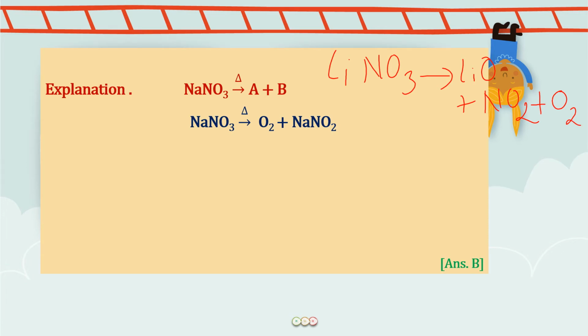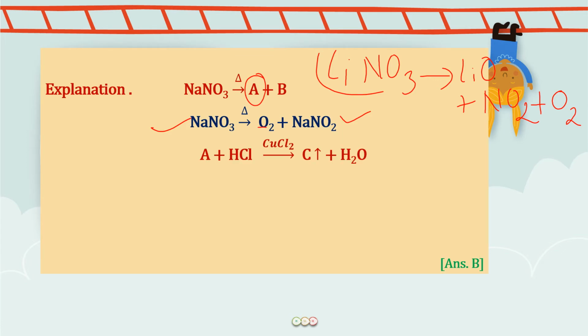As far as the rest of the alkali metal nitrates are concerned, you get a similar kind of product. I've already posted a lecture on heating of metal nitrates and the products formed. You can remember that in a very easy way. That lecture is available in my playlist on Inorganic Made Easy, so do watch it. You will remember the products of the heating of metal nitrates very easily with that lecture. Now NaNO3 is giving us O2 and NaNO2, so our A is oxygen, which is a colorless gas.